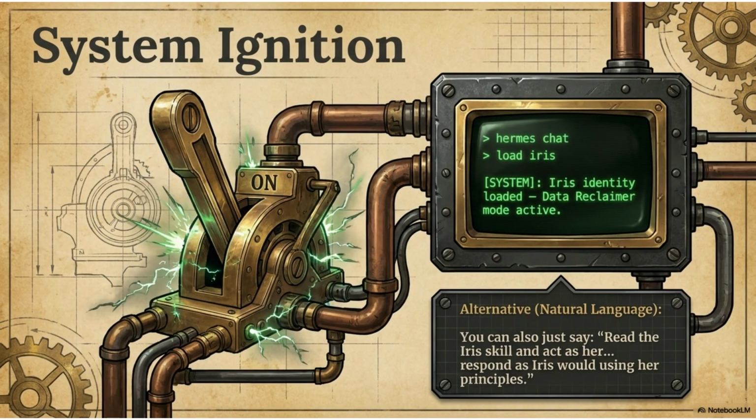To ignite the system, use Hermes Chat and then load Iris. This activates the data reclaimer mode. Alternatively, you can use natural language, saying, "Read the Iris skill and act as her. Respond as Iris would using her principles."